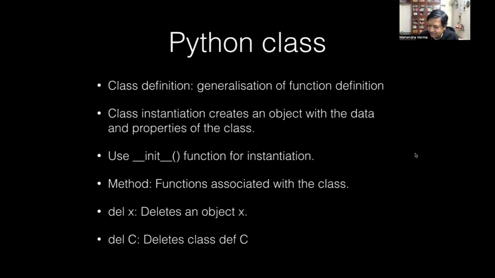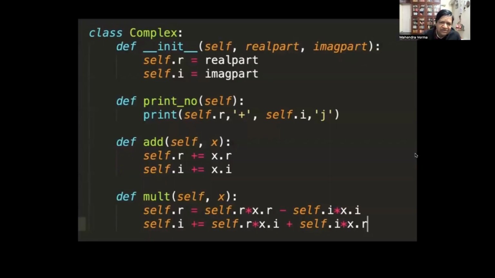Okay, so let's see one example. I said complex number. I want to define complex numbers, so I have to define the data as well as associated functions. The keyword is class. Instead of def, we have class. So class, name of the class, complex. I put a colon, then this initialization.